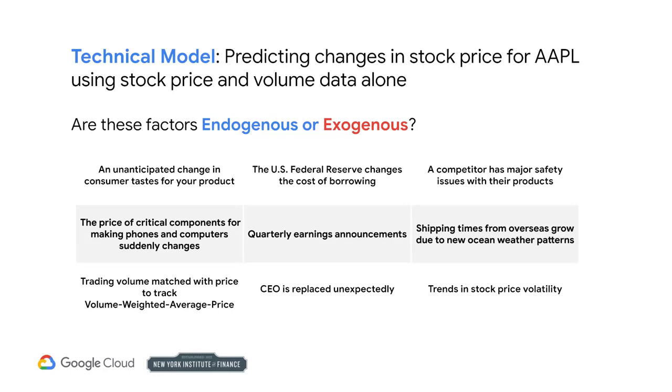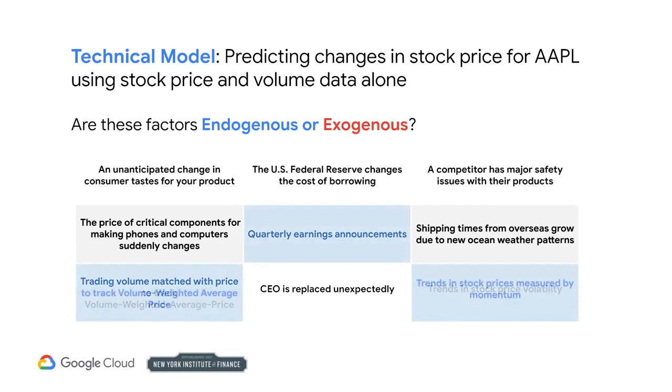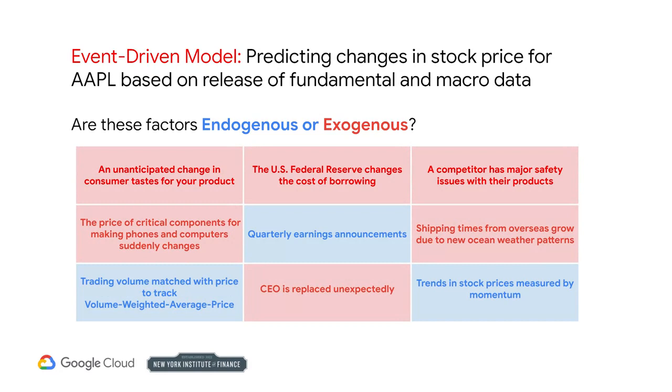Now it's your turn. Which of these factors would you include in your technical model? Which of these factors are endogenous? So how did you do? For technical factors, we got trading volume matched with price to track volume-weighted average price, quarterly earnings announcement, and trends in stock prices measured by momentum. This means that the other factors are event-driven or exogenous.